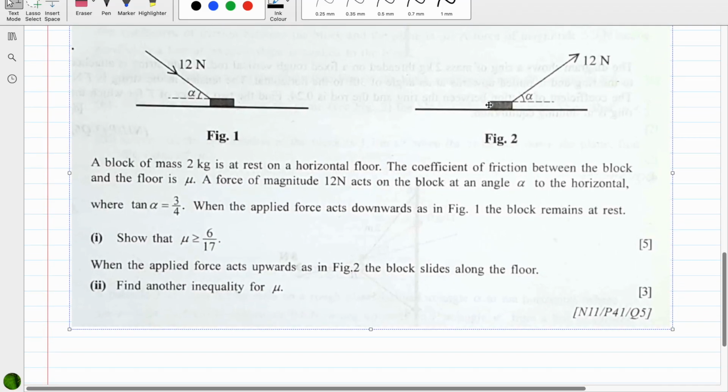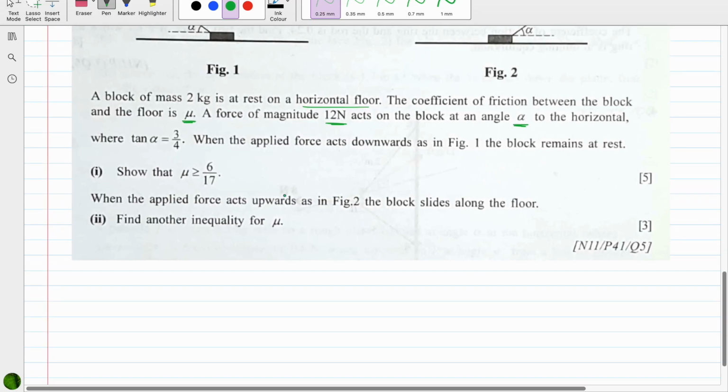Question says a block of mass 2 kg is at rest on a horizontal floor. The coefficient of friction between the block and the floor is mu. A force of magnitude 12 Newton acts on the block at an angle alpha to the horizontal, where tan alpha is 3 by 4. Before moving on, I would like to split it up.